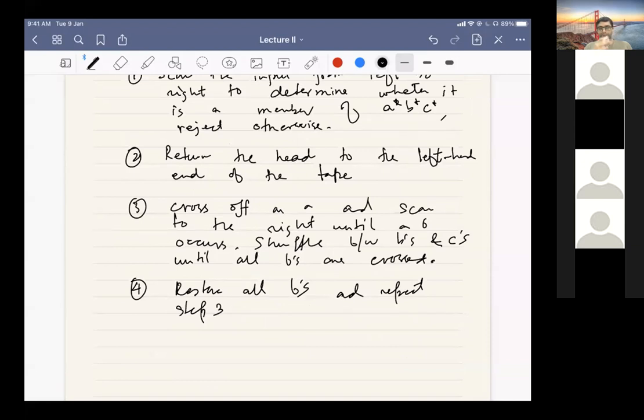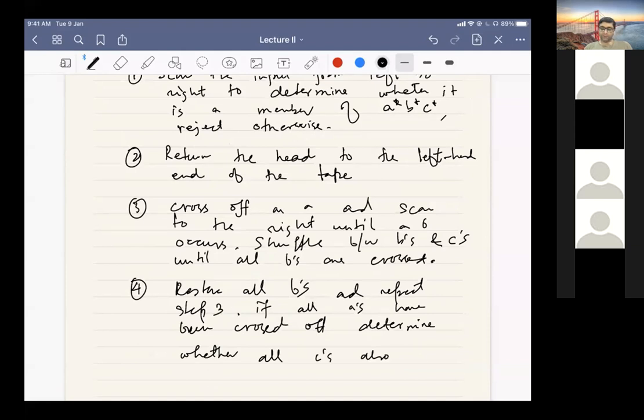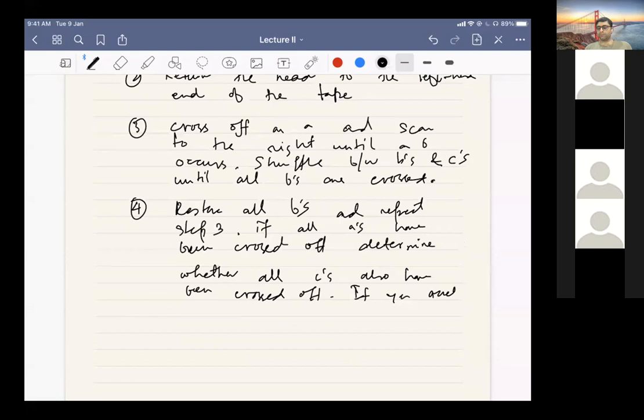And if in this process all A's have been crossed off, determine whether all C's also have been crossed off. If yes, accept, otherwise reject.